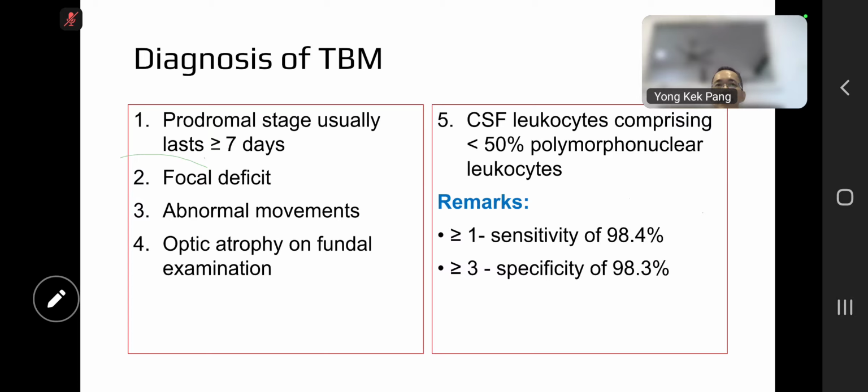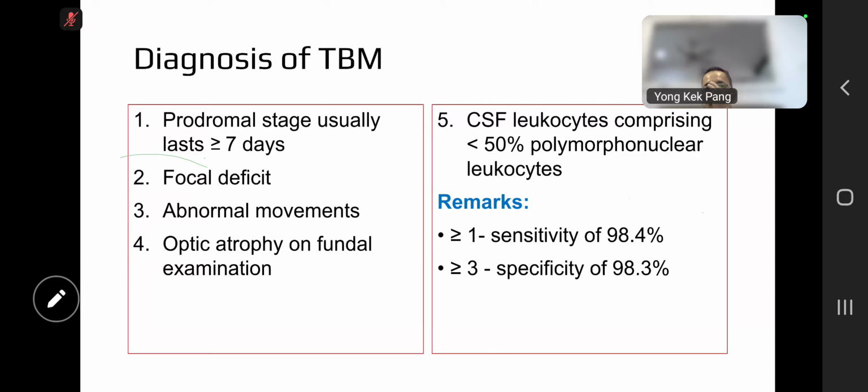Prodromal stage usually lasts for 7 days or more. Okay, it actually builds up gradually. The reason is because TB is a slow-growing organism. Initially, or ultimately, you may find focal deficit, neurological deficit, abnormal movement, or in patients with raised intracranial pressure, you may find optic atrophy on fundal examination.